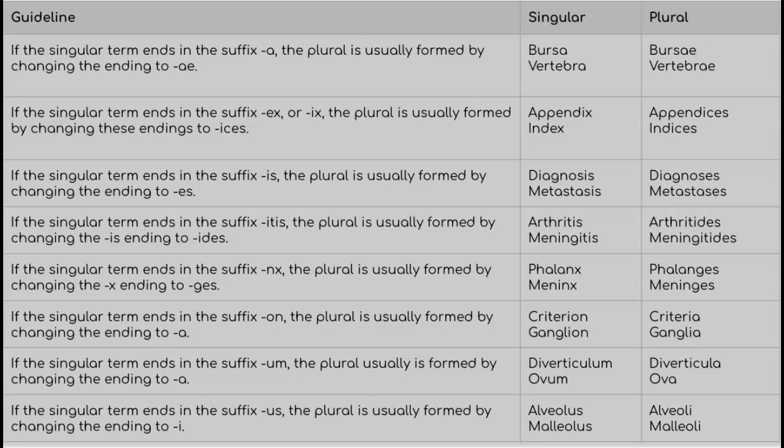If the singular term ends in the suffix on, the plural is usually formed by changing the ending to a. Criterion becomes criteria. Ganglion becomes ganglia. If the term ends in the suffix um, the plural usually is formed by changing the end to an a. Diverticulum is singular, diverticula is plural. Ovum is singular, ova is plural. If the singular term ends in the suffix us, the plural is usually formed by changing the ending to i. Alveolus is singular, alveoli is plural. Malleolus is singular, malleoli is plural.